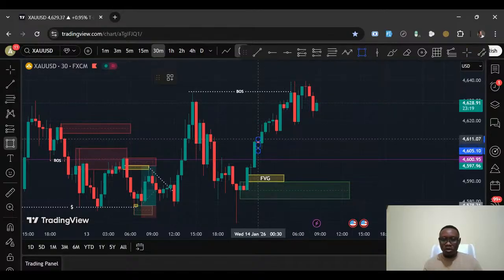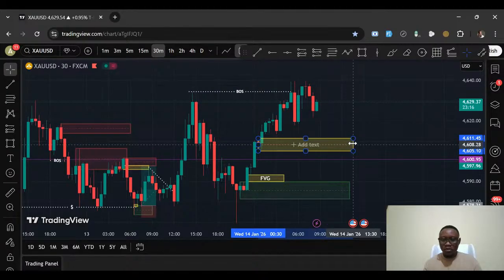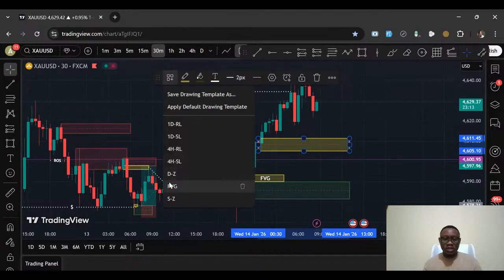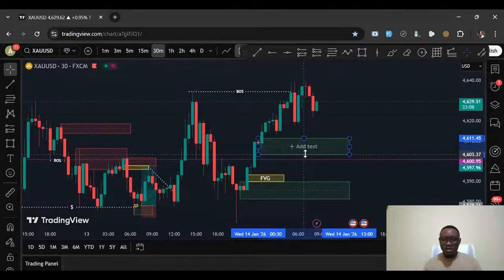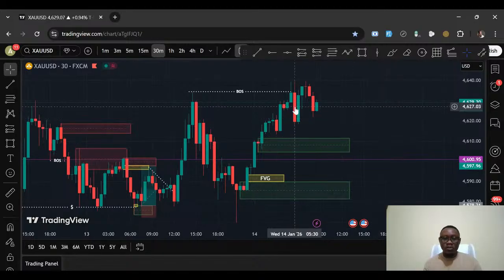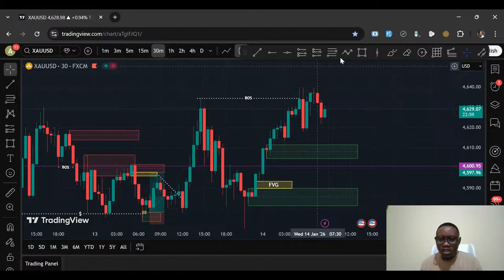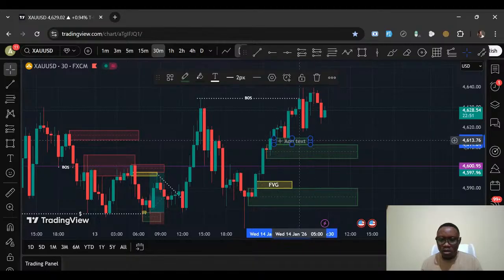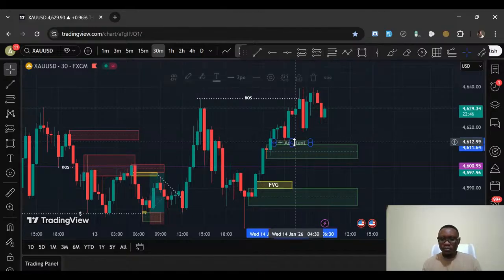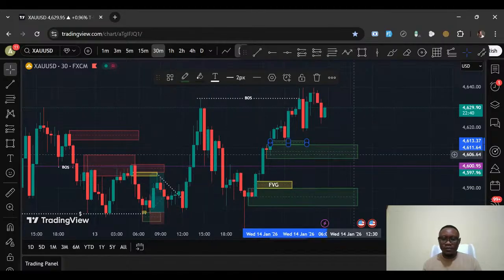This is an order block. We mark this out. This is a demand order block zone. So I like to use this for my demand order block zone, and for my supply, I use this. All right, so yes, the fair value gap is present. This is a fair value gap. FVG.